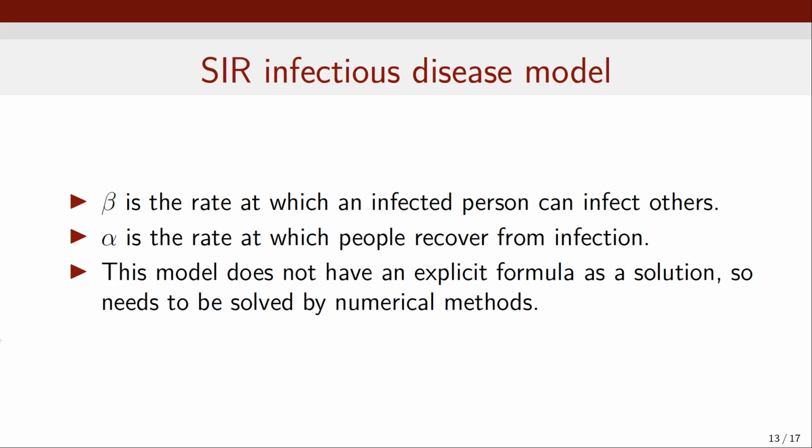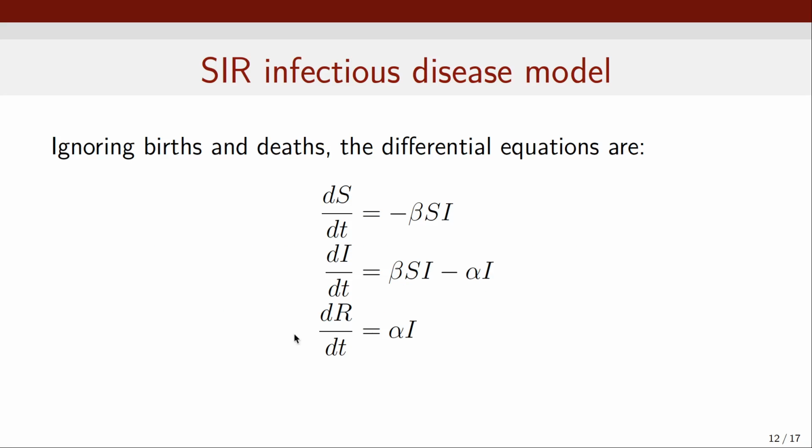Now, this model does not have an explicit formula as a solution, so it needs to be solved by numerical methods. And the reason it's not easy to find an exact solution is that this is a non-linear system of equations. So the product S I is quadratic in the variables. It depends on the product S times I.